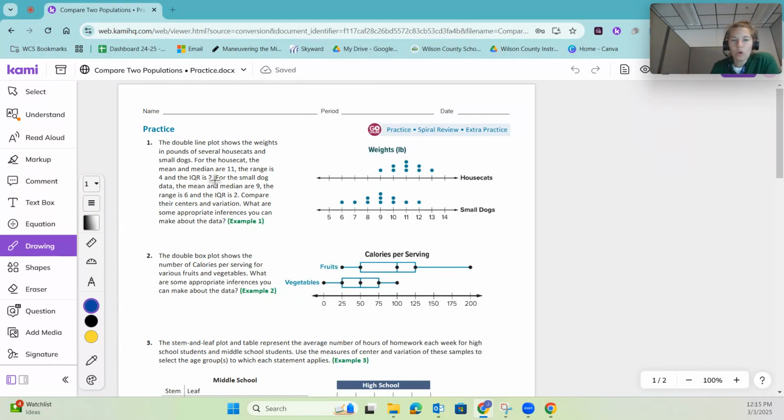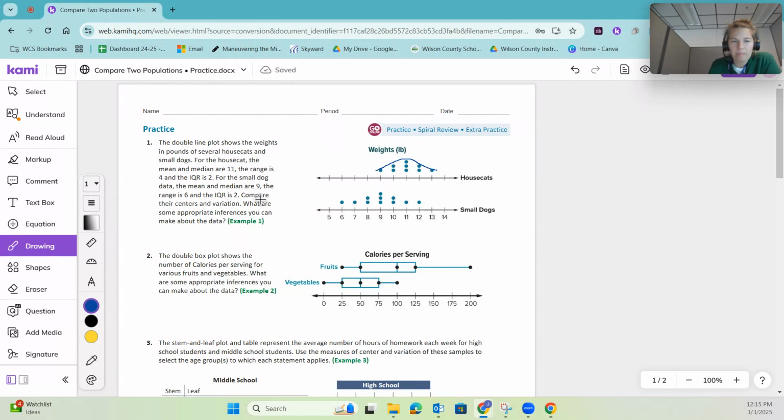The mean and medians are both the same for them, which means that their data is symmetrical. See how this data looks the same on both sides of the center? That means they're symmetrical, which means your mean and medians are the same.